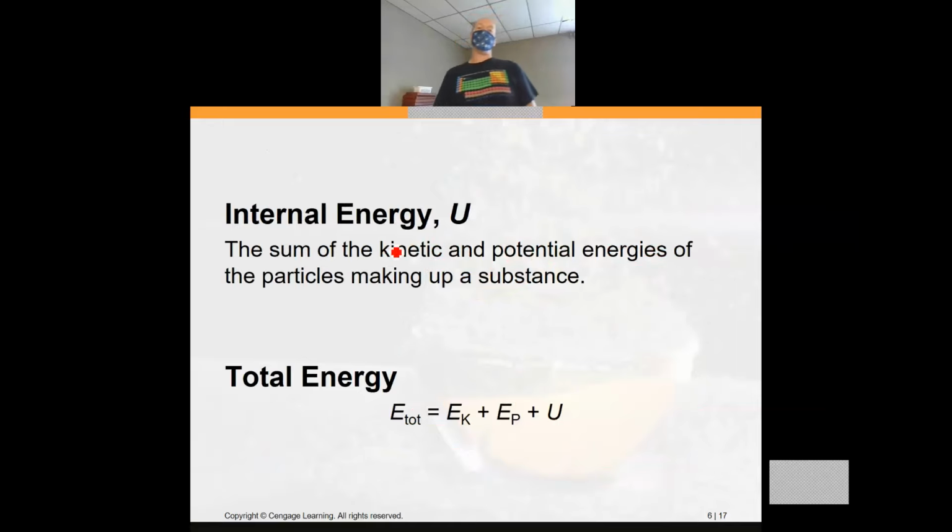All right, so then you have internal energy. That is the sum of the kinetic and potential energies of the particles making up the substance. So your total energy is kinetic plus potential plus your internal energy, which has the symbol U.